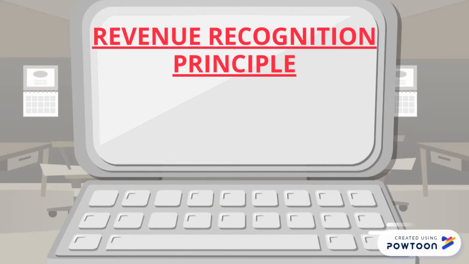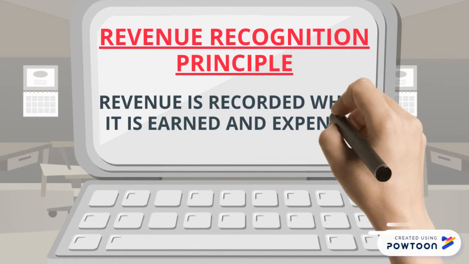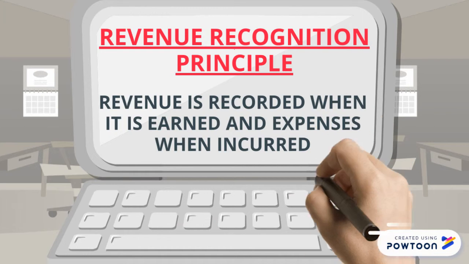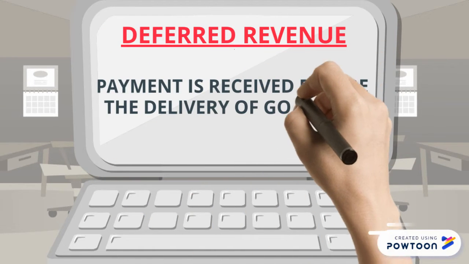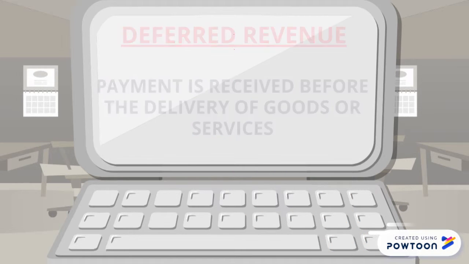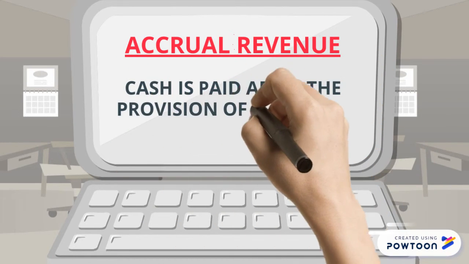To recap, the revenue recognition principle states that revenue is to be recorded when it is earned and expenses when incurred. Deferred revenue occurs when payment is received before the full goods or services are delivered. And contrarily, accrued revenue is when cash is paid after the delivery of the good or service.